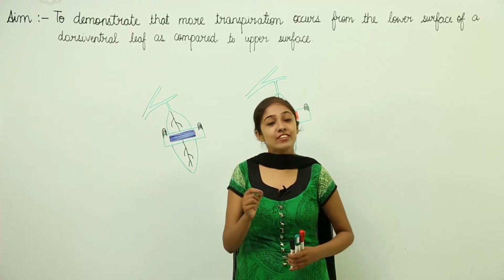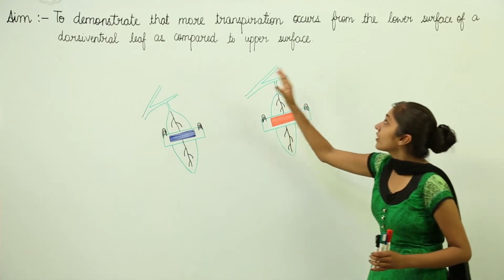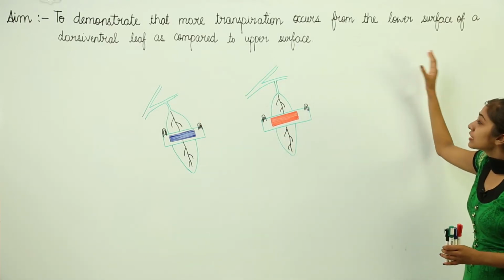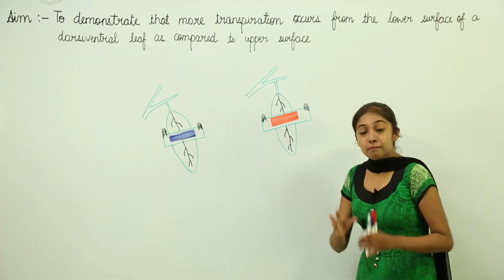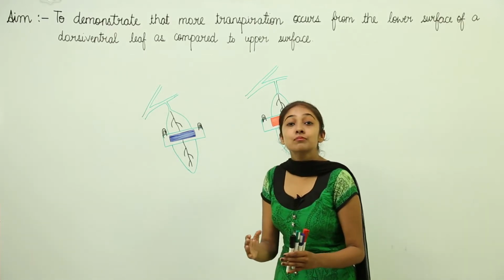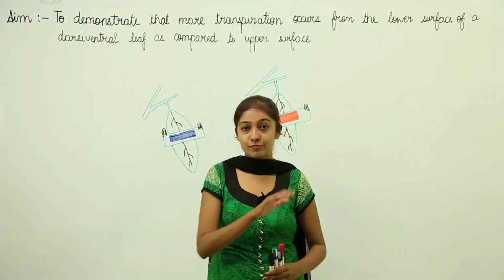Let's see another very interesting experiment. Here we are going to demonstrate that more transpiration occurs from the lower surface of a dorsiventral leaf as compared to the upper surface. Means we are going to prove that there is more transpiration from the lower surface of the leaf as compared to the upper surface of the leaf.